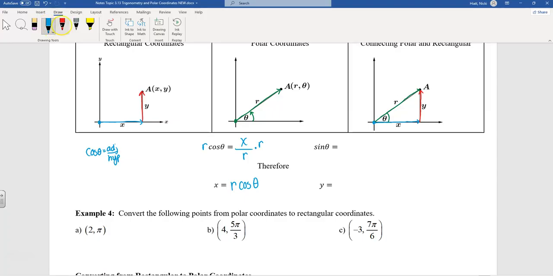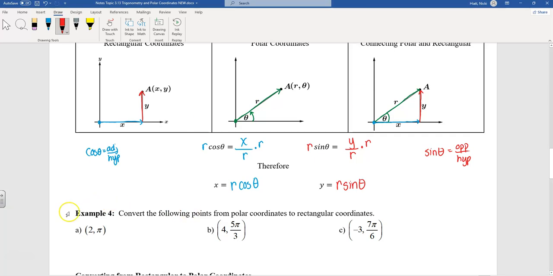Sine is going to be similar. For sine, you're going to have y over r, and sine of theta is opposite over hypotenuse. So y over r. If I multiply both sides by r, then y equals r sine theta. We've done that before, we just weren't talking about polar coordinates whenever we did it, right? But it can be used to convert from polar to rectangular, okay?